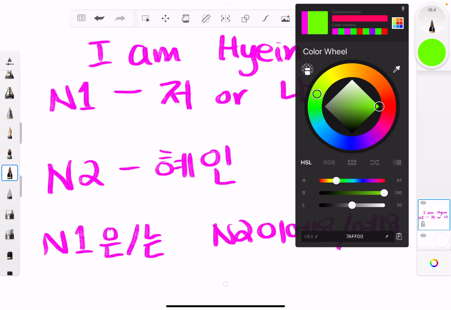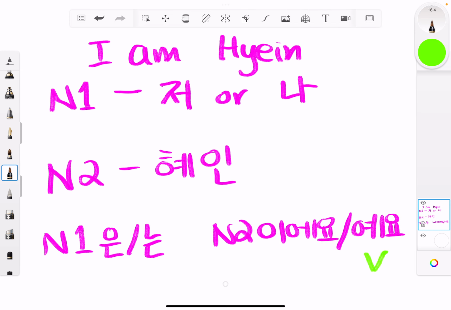When do we use 예요? We use 예요 when the noun 2 ends in a vowel. When noun 2 ends in a vowel, we use 예요. When noun 2 ends in a consonant, we use 이에요. When noun 1 ends in a vowel, we use 는. And when noun 1 ends in a consonant, we use 은. Here, right?